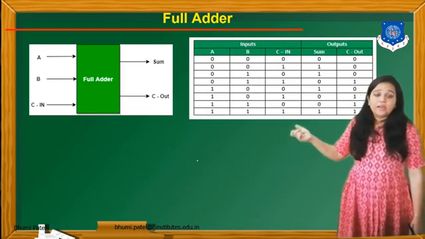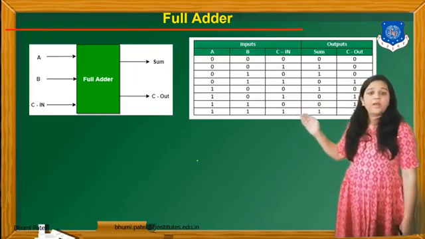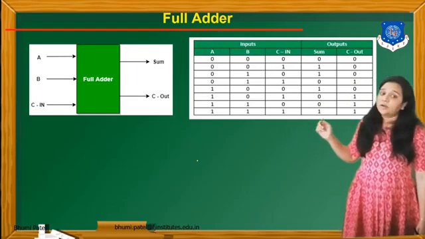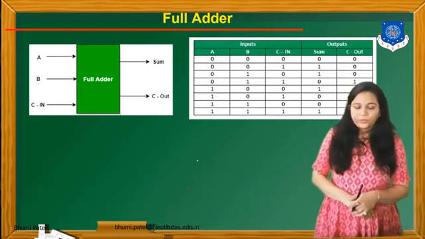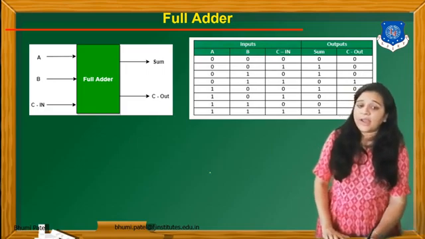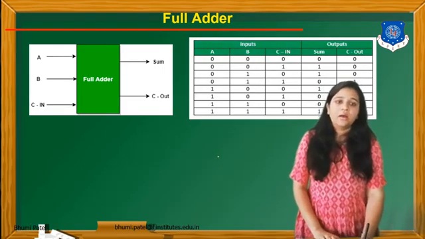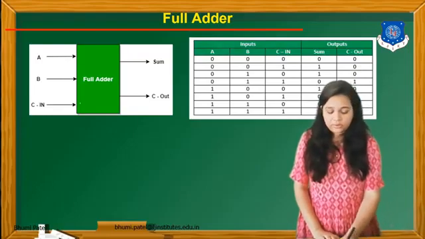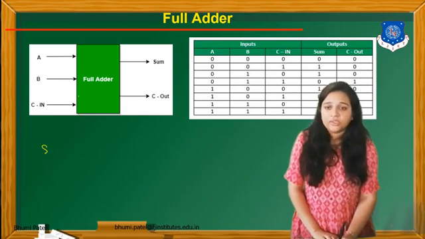Now what is the last input condition? Here all the inputs are high, 1, 1, 1. So we get sum is equal to 1 and carry is also equal to 1. Okay, now next we have to simply write the Boolean expression using this sum and carry output. So first of all we have to write the equation for the sum.